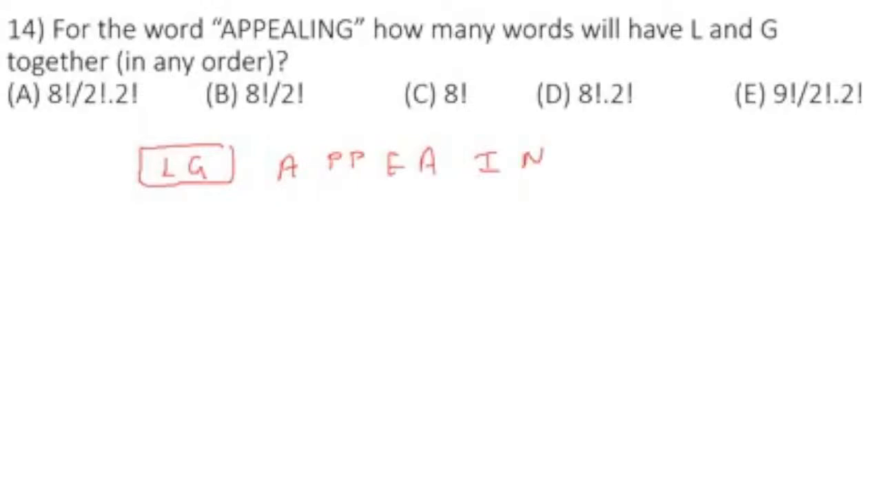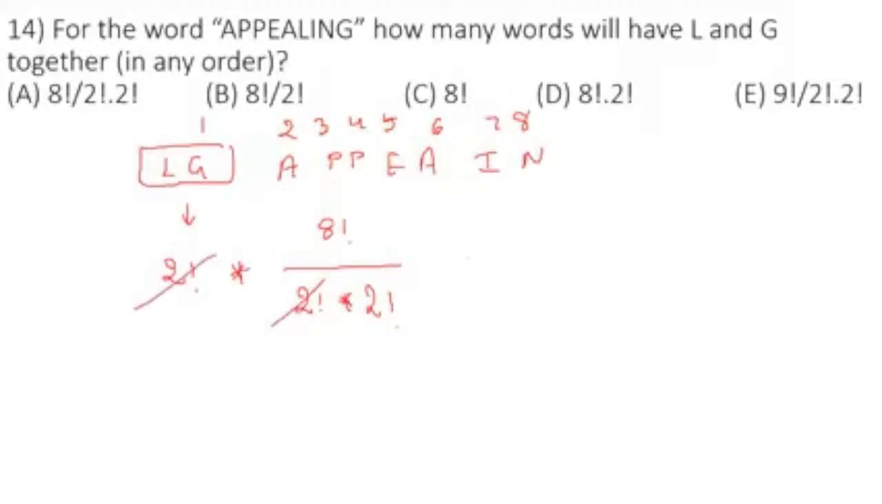So first of all, look at the things. I know that L and G together in this box I can arrange in 2 factorial ways. And remember, this is 1 unit. How many units remain? 6, 7, 8 here. So 8 factorial by 2 factorial into 2 factorial, because A is repeated 2 times and P is repeated 2 times. If I cancel one of the 2 factorials, the final answer I am left with is 8 factorial by 2 factorial, which is B here.